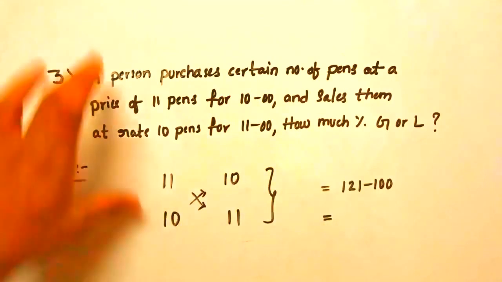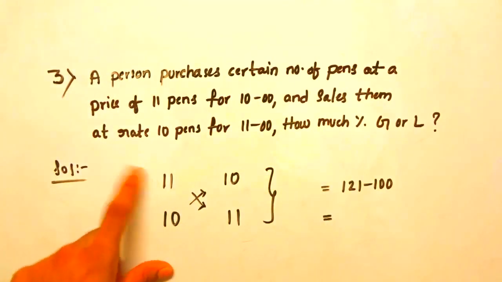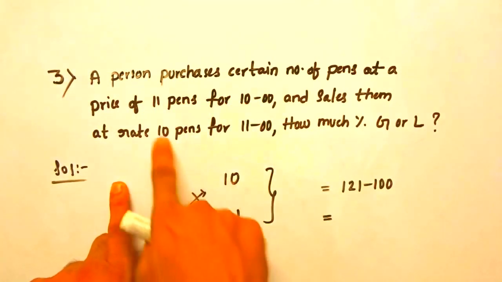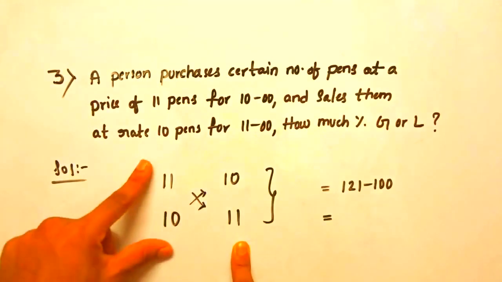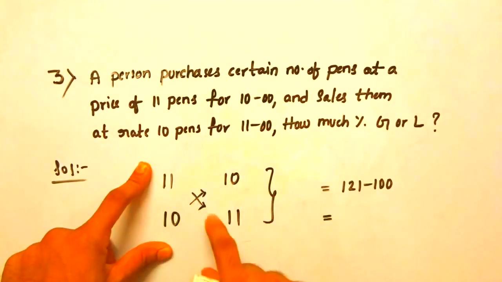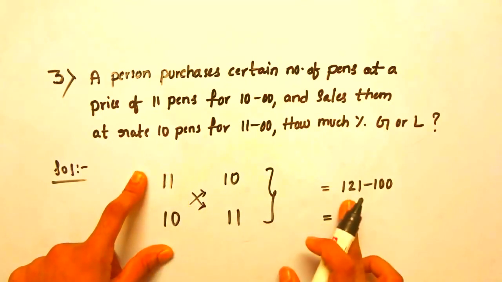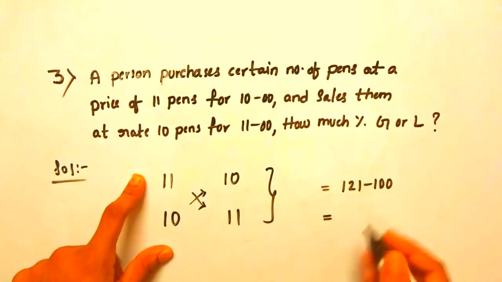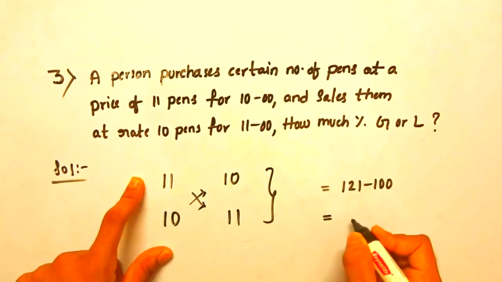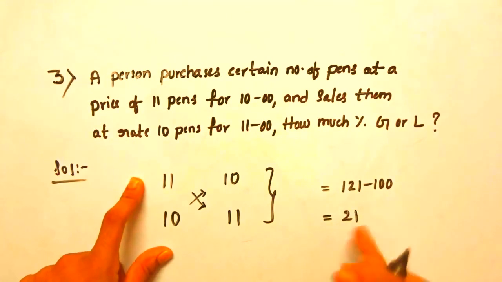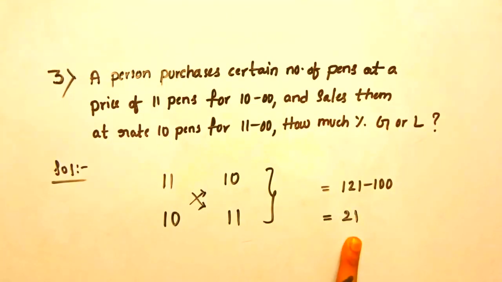In this kind of question just follow this simple technique. 11 pens 10 rupees, 10 pens 11 rupees. I just did a cross multiplication here. That is the logic in this type of question. 11 11s are 121 minus 10 10s are 100. If you do the subtraction we get 21. So the person's gain is 21 rupees.